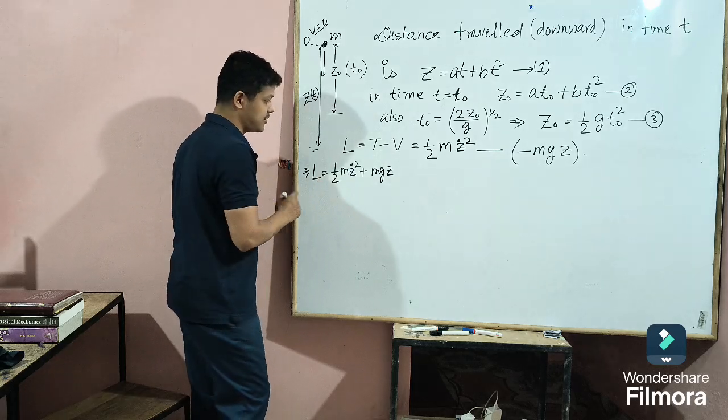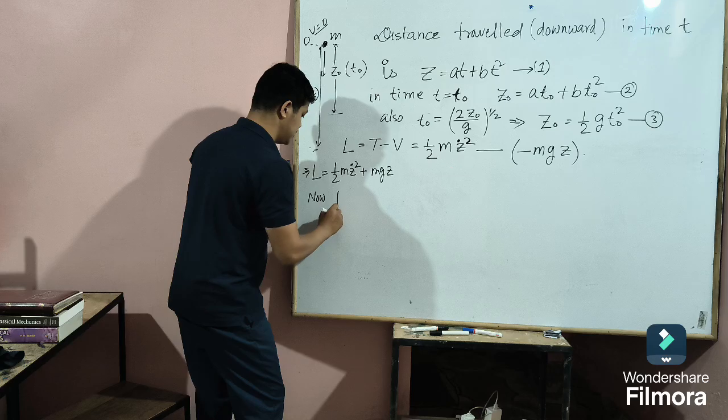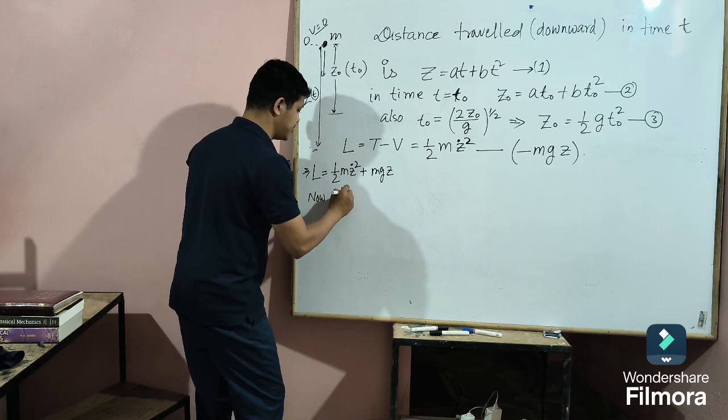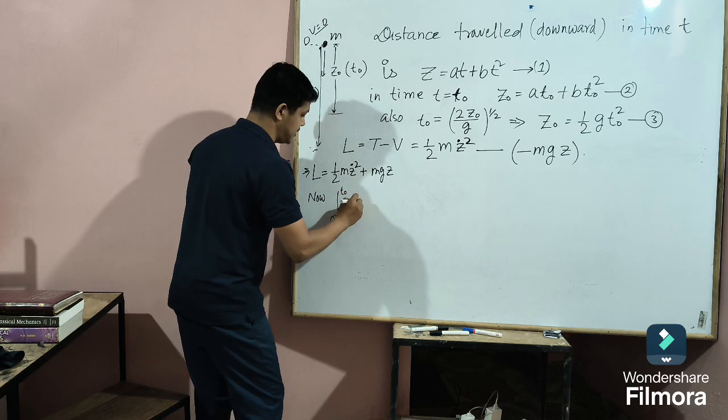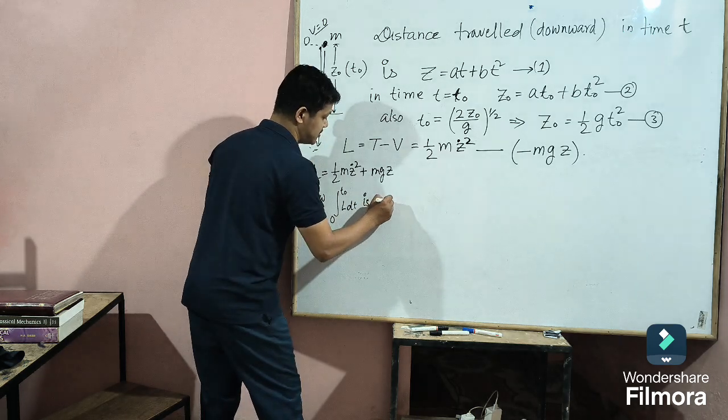Now you see, let's do one thing. We have got the L. So now you see, this line integral from 0 to t naught of L dt is extremum.